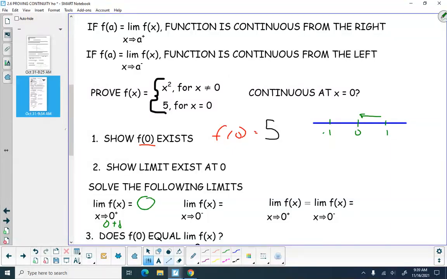Because if we are not equaling 0, we have to use this function up here. And what we're saying is we're 0 plus this delta value. So we're not equaling the value 0. We're this delta away from it. We're 0.1 away from it, or 0.01, or 0.000001 away from it. But we're not equaling the value 0. But our value is getting closer to the value 0 as we approach 0 from the left.